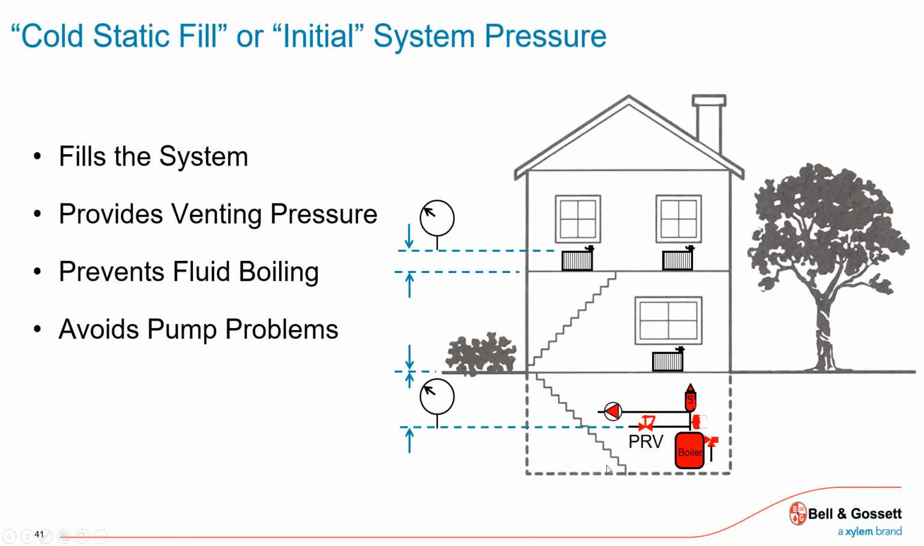Just before we get to that, the fill pressure does a couple of things. Obviously, it fills all the radiation. We want to make sure we have water there. It's a hydronic system. It provides venting pressure, which we'll talk about. It prevents fluid boiling. That's kind of an extreme, but if you were running some higher temperature water, you can use the system pressure to make sure the water stays water. If the pressure is lower and the water is hot enough, it'll flash. All of a sudden you've got steam, and you get issues. And ideally, it also avoids any cavitation or pump problems.